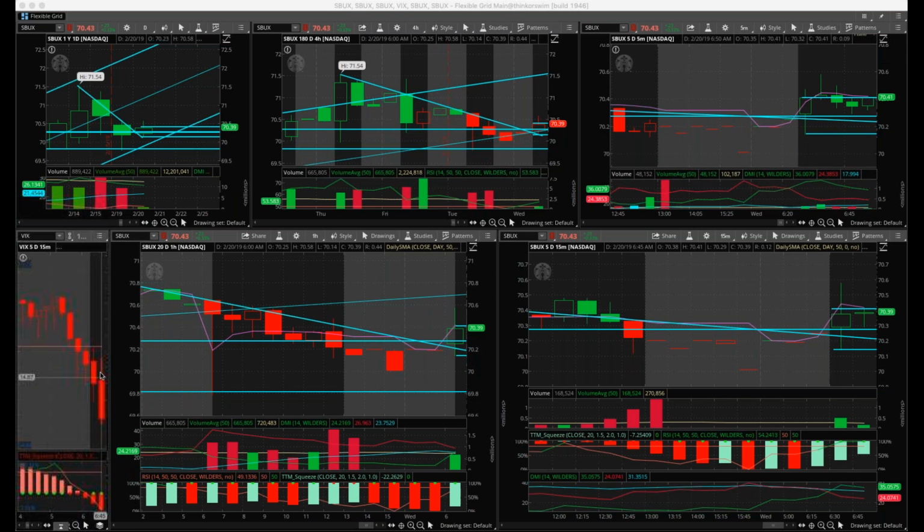So now we see VIX falling, losing it, making another low, squeeze firing down. Got our RSI below 50, pushing down. Okay, now this looks like it wants to set up for a push higher. And it looks like we're getting that 70.45. So it is getting that.